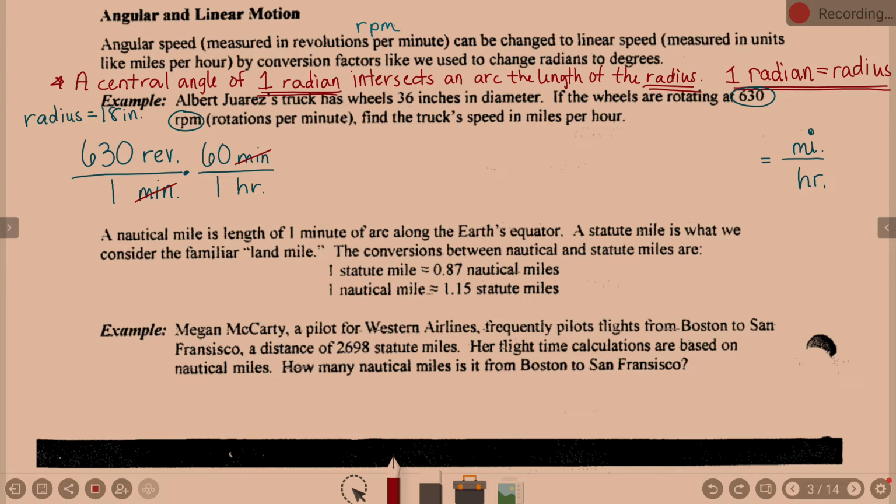Now we've got to get out of revolutions. What is a revolution? One rotation, one go around. What do we know about that one revolution? It's 360 degrees, or it's 2 pi. So 2 pi is all the way around.